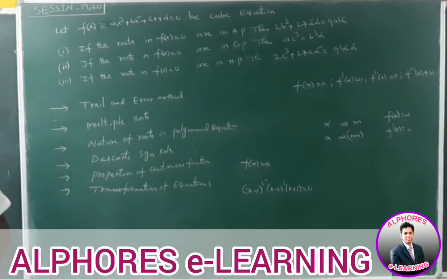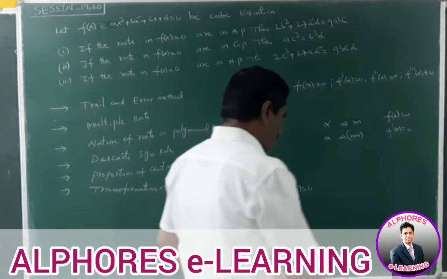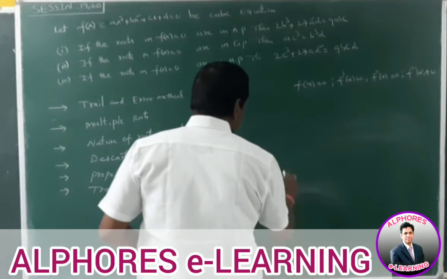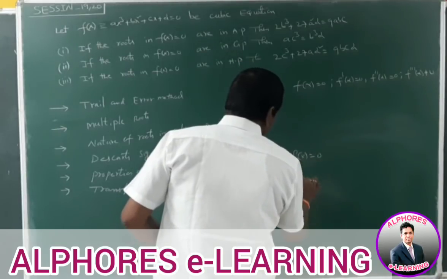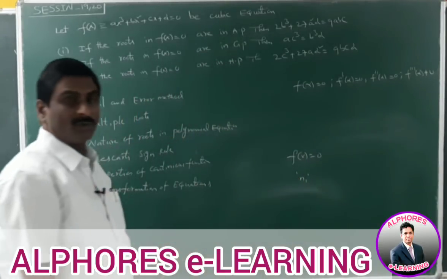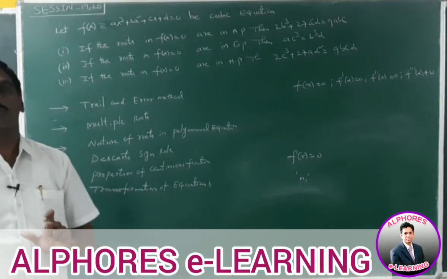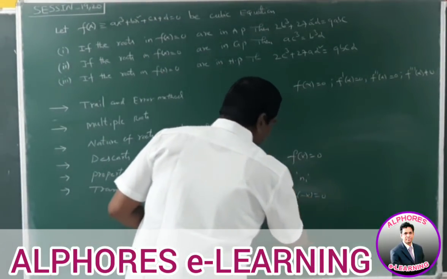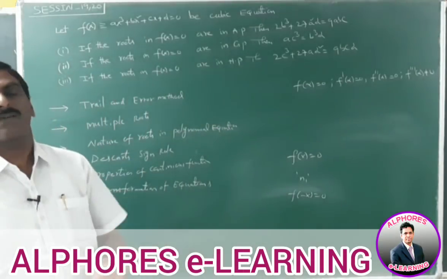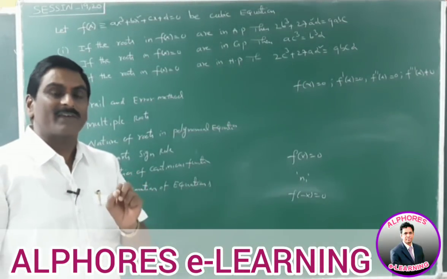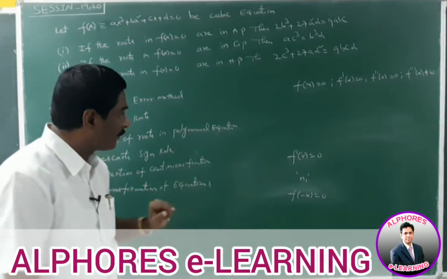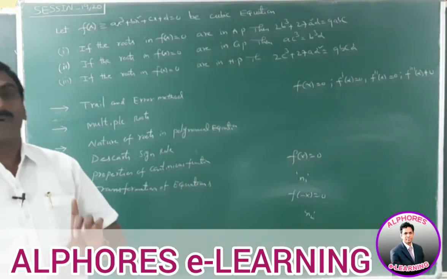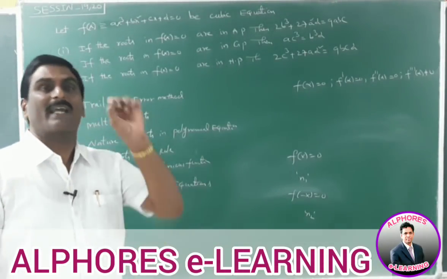Next, Descartes' sign rule. Let f of x is equal to 0 be any polynomial function. If n1 is the number of changes of signs in f of x is equal to 0, then we get at most n1 positive real roots. In the equation f of minus x is equal to 0, if we get n2 changes of signs, then that equation has at most n2 negative roots. So, the number of real roots of that equation is at most n1 plus n2.